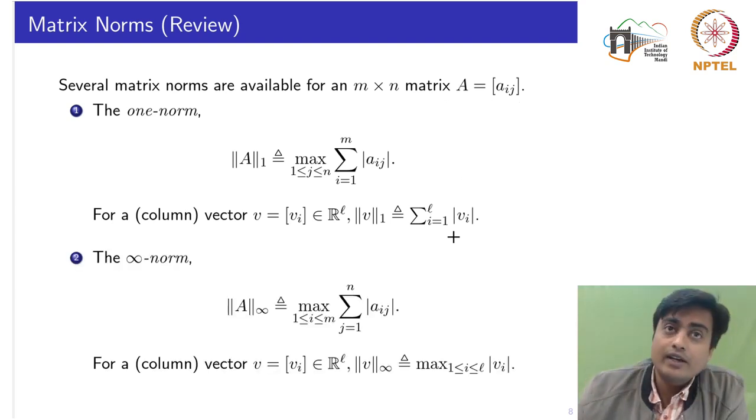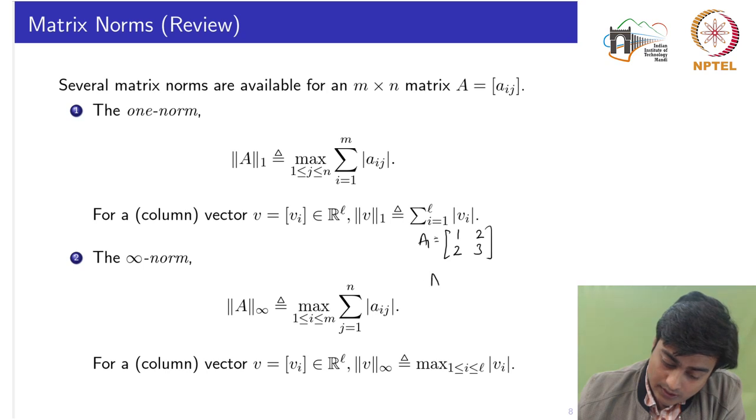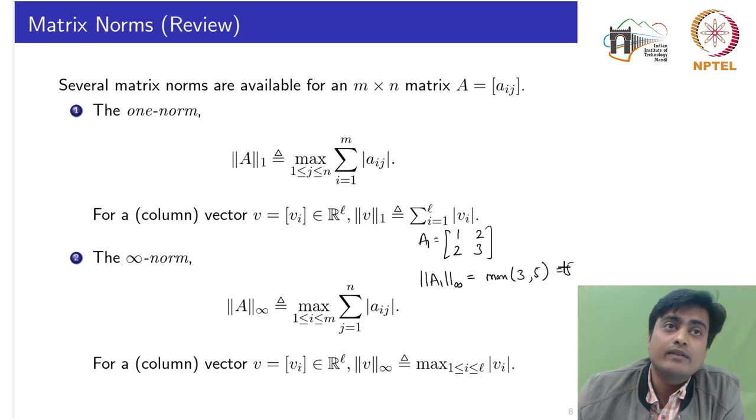The second norm is the infinity norm. Infinity norm is basically exactly the opposite of how we have computed the one norm. So in the infinity norm, we sum the elements along the rows and then we take the maximum out of it. Right? Say, again considering the example A1, [1 2; 2 3]. So the infinity norm of this matrix A1 is basically given by the maximum of summing along the rows. So here 1 plus 2 would become 3 and 2 plus 3 becomes 5. So the value would be given by 5.